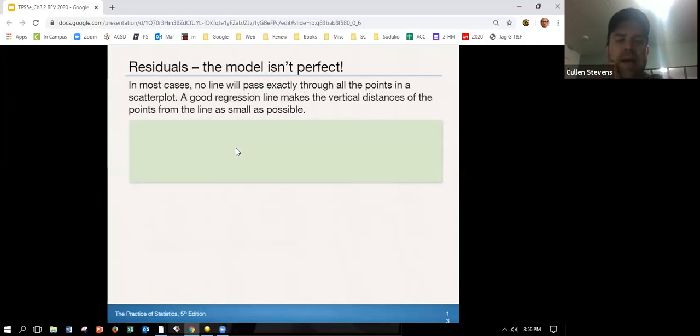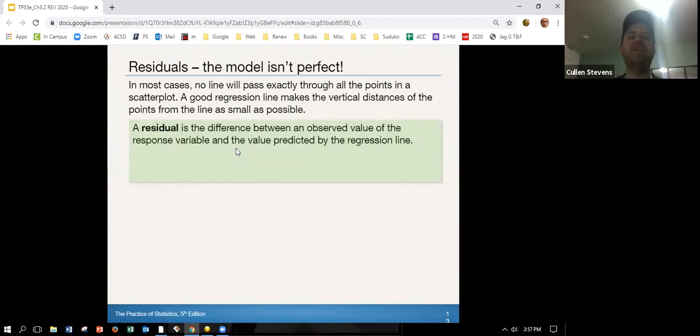So the next thing we want to talk about is residuals. Okay, the model isn't perfect. A lot of times, unless we have a data set that makes a straight line, we're going to have something that's going to be off. We're going to have some little bits of error here and there. In most cases, no line passes exactly through all points in the scatter plot, unless the line is perfect. A good regression line makes vertical distances of the points from the line as small as possible. We're going to see something of that. I'm going to try and show you some dynamic models of that too.